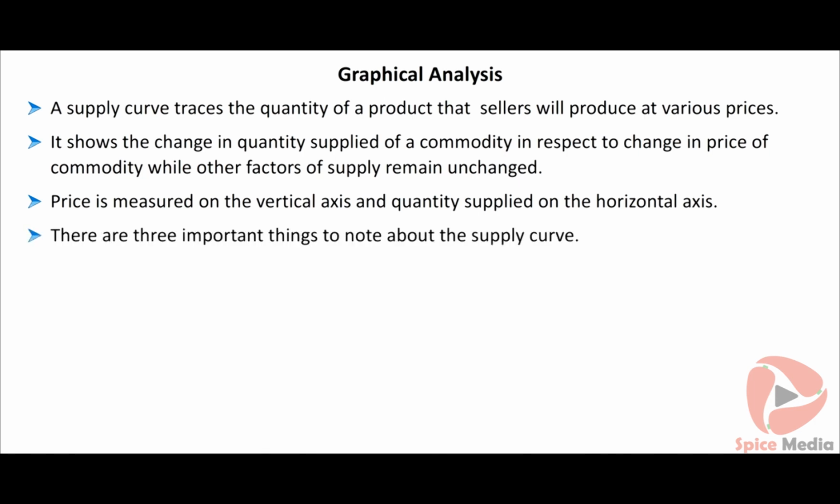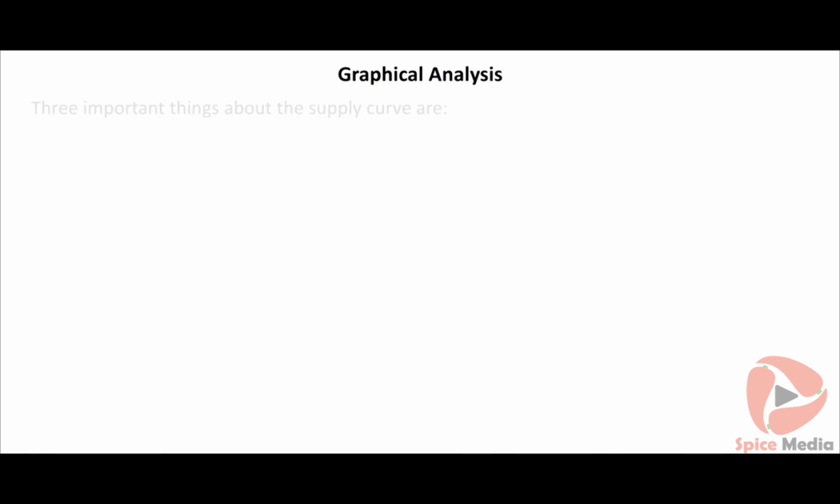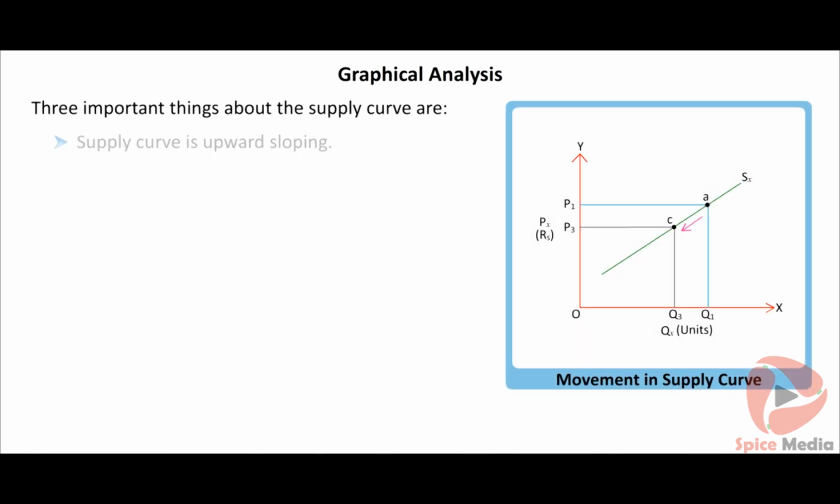There are three important things to note about the supply curve. Click on the tab for better understanding. Three important things about the supply curve are: it is upward sloping, indicating that between the price of a commodity and the quantity supplied, a positive or direct relationship exists. In other words, as the price rises, the quantity supplied will increase.